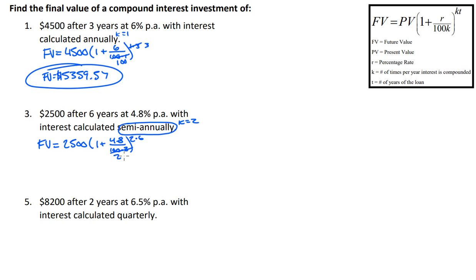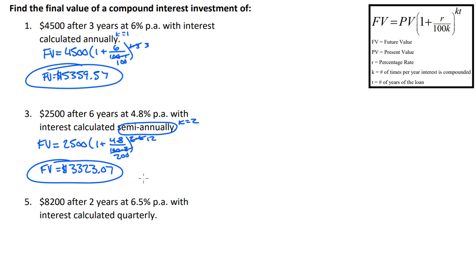So I'm going to simplify those first. 200, and that's 12. So we plug that into our calculator, and we get 2,500 times 1 plus 4.8 divided by 200, all to the 12th power. Okay, and we get 3323.07. That is our future value.